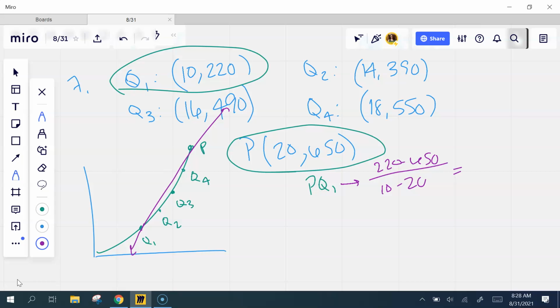And it asked us to do PQ1. It asked us to do PQ2. It asked us to do PQ3 and PQ4. What's another word for the slope? Average rate of change. Delta y over delta x. Same difference, right? So PQ1, I get 430.